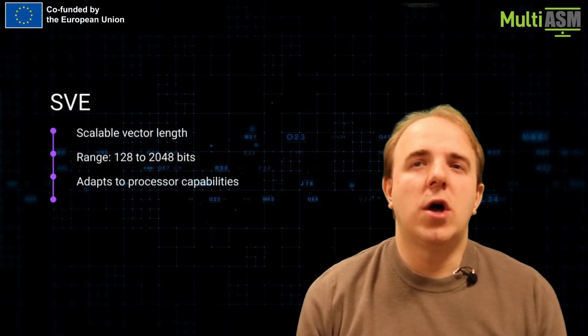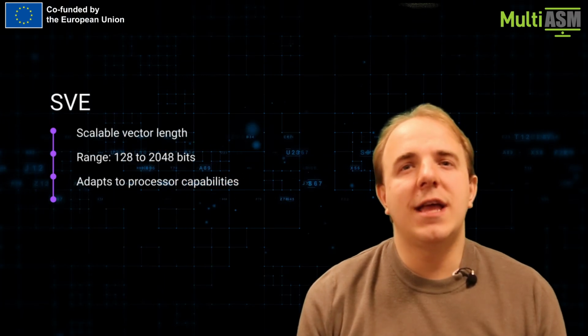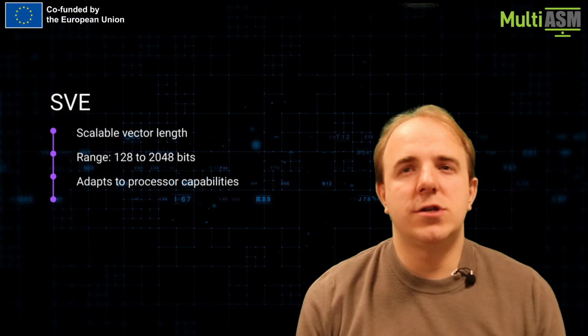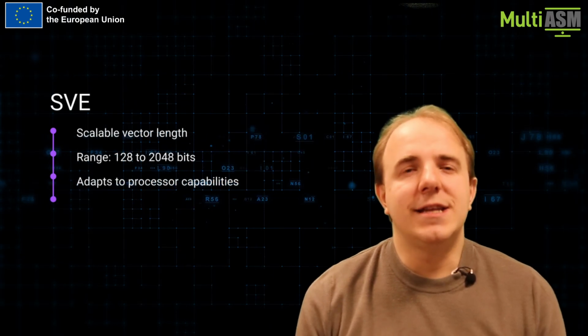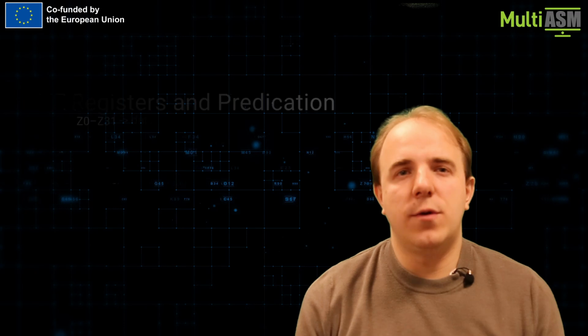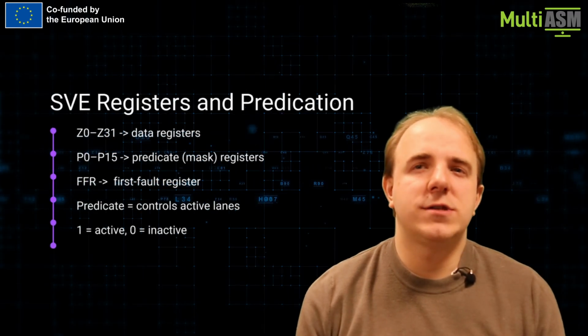Programmers no longer need to know or care about the exact vector length. The same program can run correctly and efficiently on different processors, even if those processors use different vector sizes. This makes SVE forward scalable. SVE introduces its own set of registers alongside Neon.